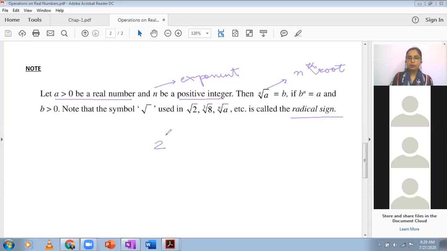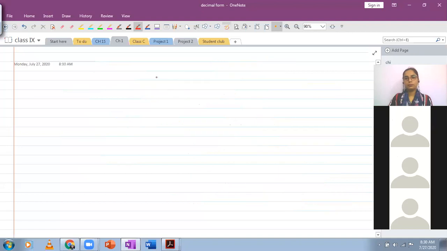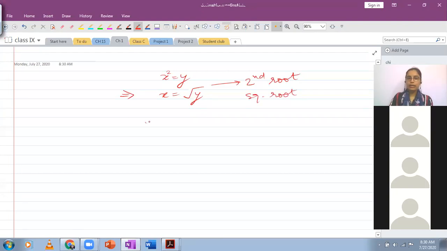This actually means, let's take it in the form of variables: if you have x squared equals y, this can be written as x equals root y. This is the second root, which you are also aware of as the square root. If you have x cube equals y, this can be written as this. This is the third root, also called the cube root.